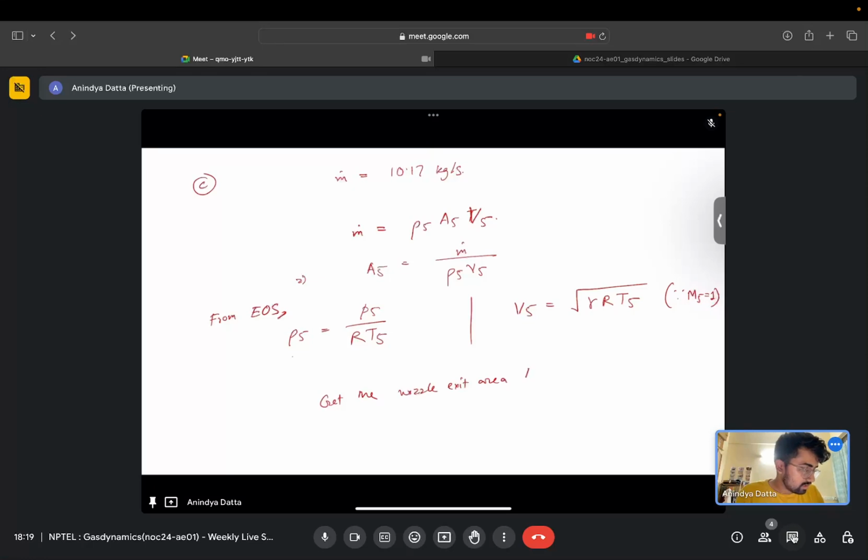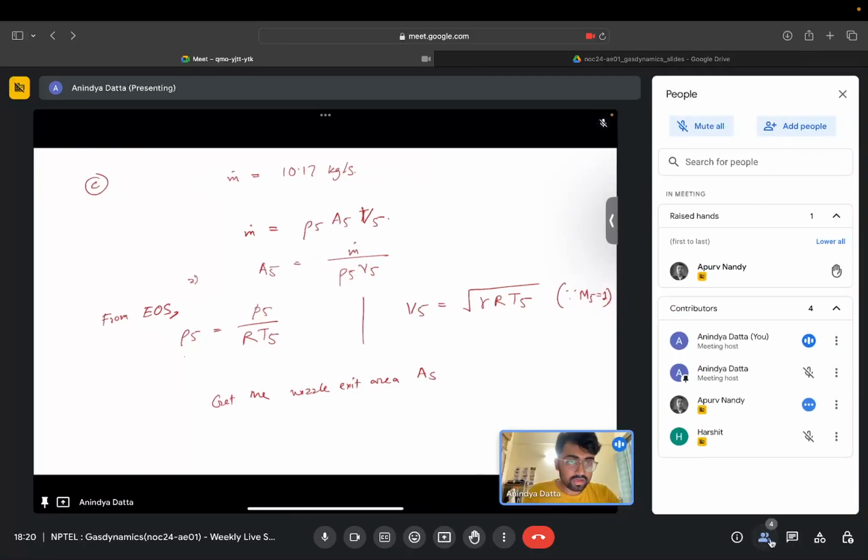A5. I don't have the answer, so I'm not spending time doing the calculation, but you can do this and get the answer. Any questions or doubts in this problem?